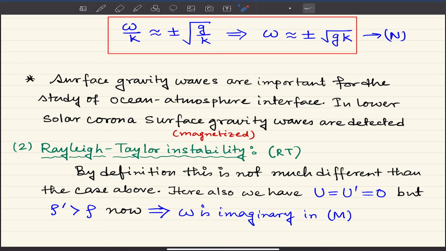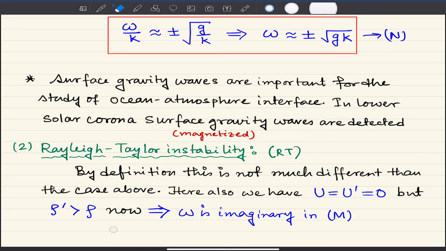That means u is equal to u prime is equal to 0. But one thing is changed there. Now whenever you have two fluids, the relative configuration, or the relative situation of one fluid with respect to the other, is very, very important. So here this is exactly equal to the previous case, but now rho prime is greater than rho. So in that aspect, the initial condition is not exactly the same.